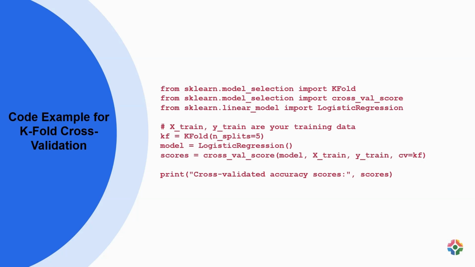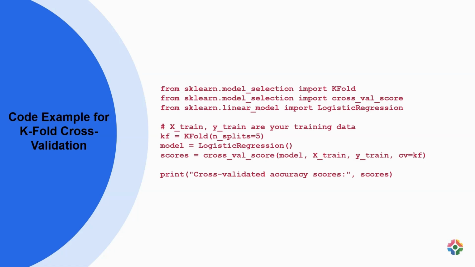2. Define the number of folds for cross-validation using KFold, e.g., kf = KFold(n_splits=5) for 5-fold cross-validation. 3. Create an instance of the logistic regression model, model = LogisticRegression(). 4. Calculate cross-validated accuracy scores using cross_val_score by passing the model, training data X_train, y_train, and the cross-validation iterator, cv=kf. 5. Print the cross-validated accuracy scores to evaluate the model's performance.